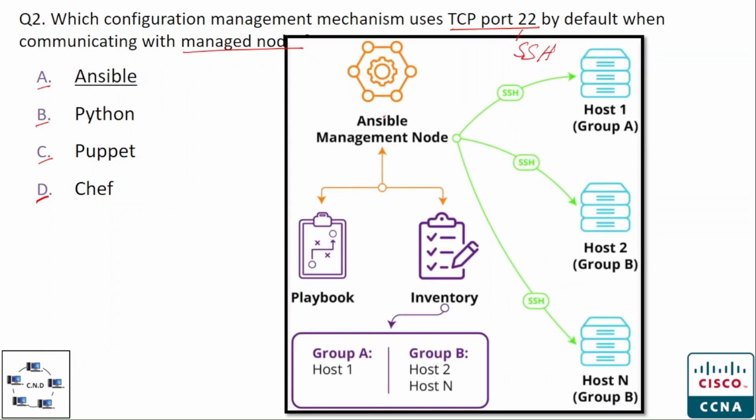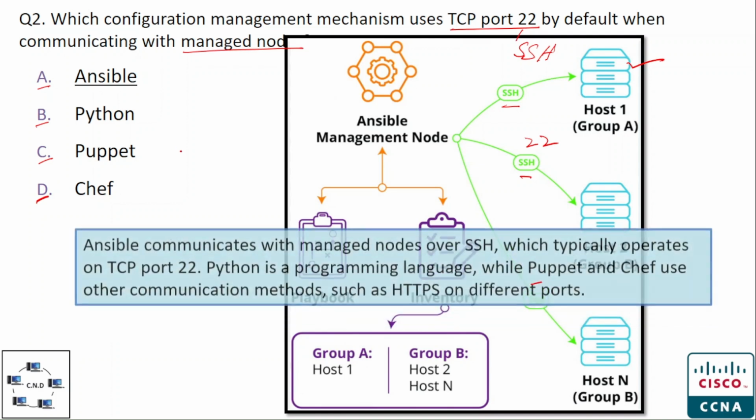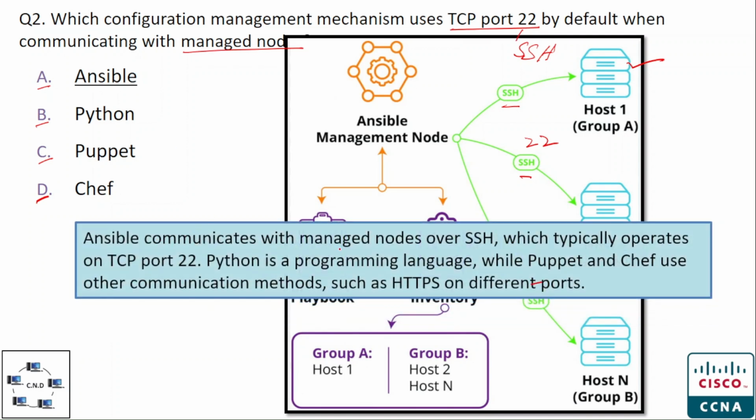This is the diagram that shows how Ansible communicates with the managed node. The managed node means the managed host. Let's suppose these are different hosts. This is host 1, let's suppose this is placed in group A, host 2, and so on, and you can have any number of hosts, and all of these are managed using the SSH protocol that uses port number 22. This is the explanation. Ansible communicates with managed nodes over SSH, which typically operates on TCP port 22.